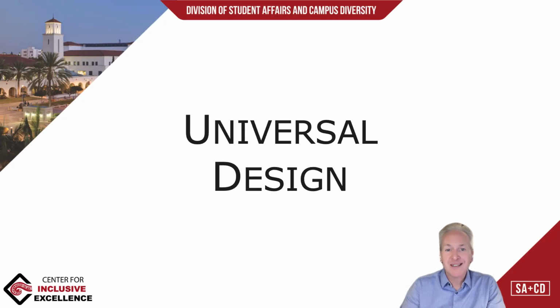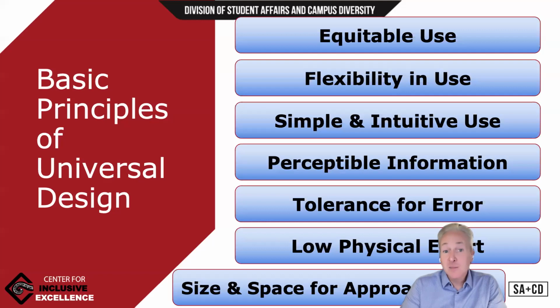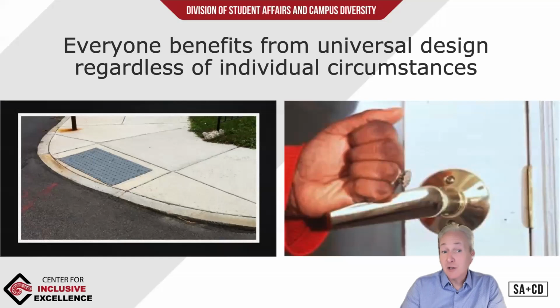Universal design principles guide the design of buildings, products, and environments to make them accessible to all people regardless of age, disability, or other factors. These principles include equitable use, flexibility in use, simple and intuitive use, perceptible information, tolerance for error, low physical effort, and size and space for approach and use. Universal design helps to provide access for people with disabilities, yet everyone benefits from universal design regardless of individual circumstances.